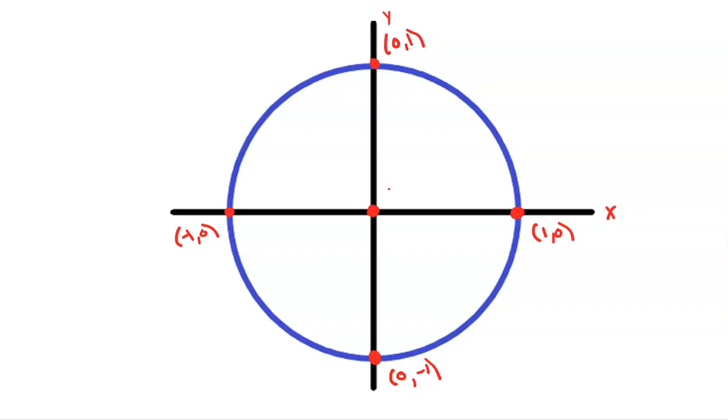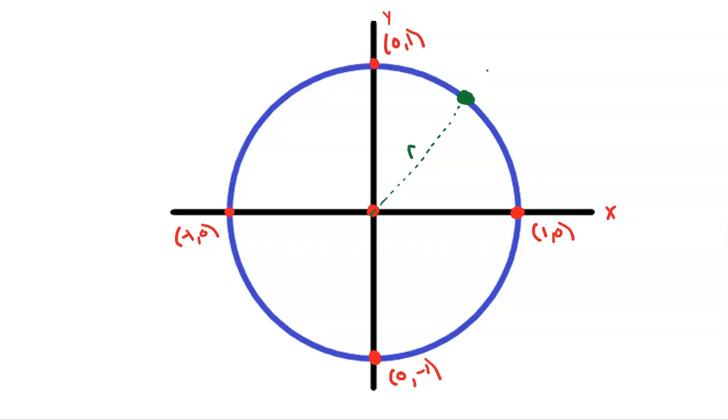Now, what about any other point on the circle? Let's talk about this point. Well, we know that the distance to the origin, which is the center, is the radius. But what is this green point? How can I find that green point? Well, let's actually think about this through a geometric way.